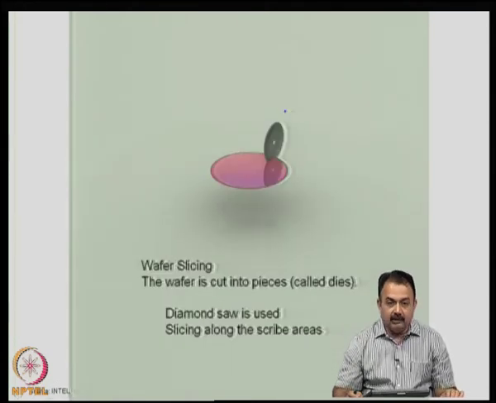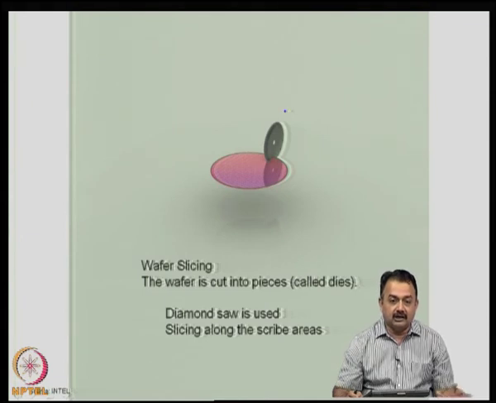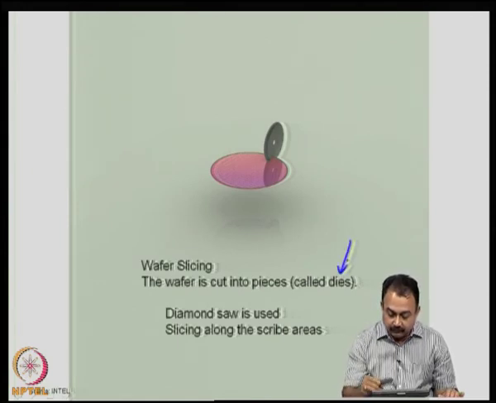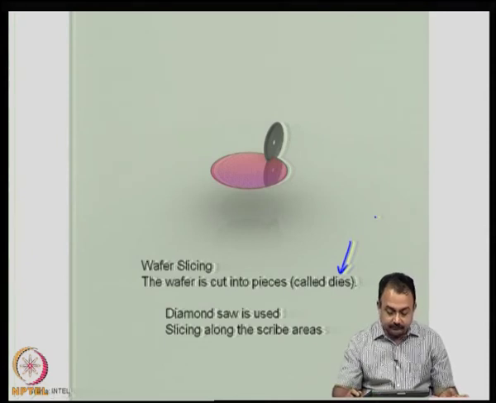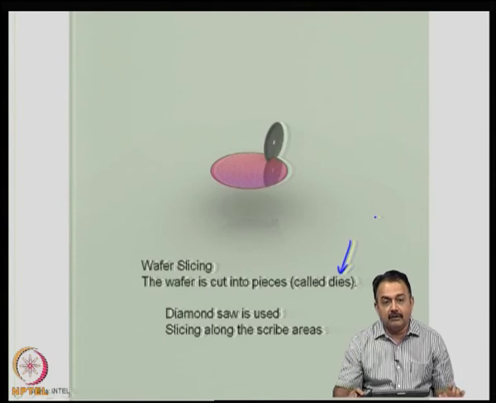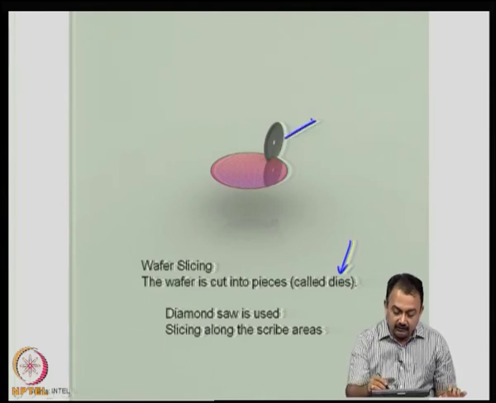Finally, after this electrical test is done, the wafer is now sliced. It is cut into pieces called dies. At this stage, after the test is over, we can now singulate each of them. This is done by using a diamond saw.